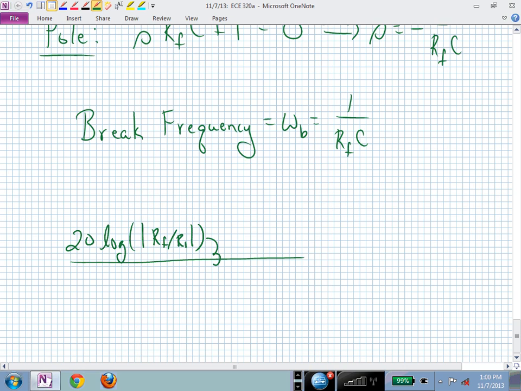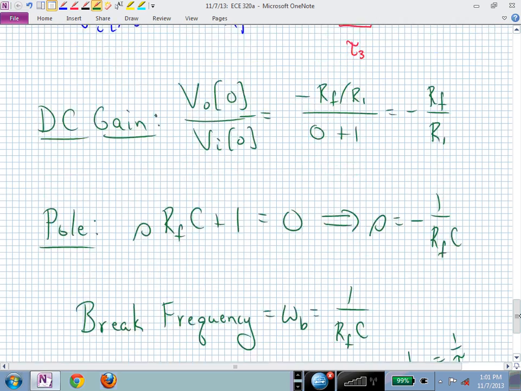And we can now adjust that. We could attenuate at low frequencies by selecting R sub f over R sub 1, or we could amplify at low frequencies. Then in our straight line approximations, we're trying to get a rough idea of what these filters look like. This is our break frequency, omega sub b. That's where things start to be different, or that's where we consider them to be different. This, in this case, is the 1 over R sub fc, or 1 over tau sub 3.